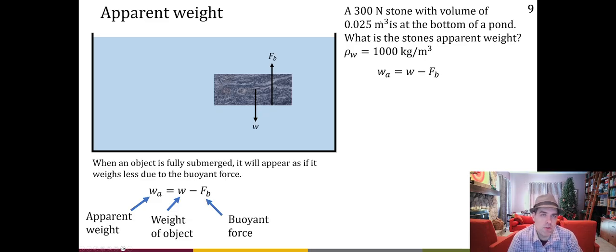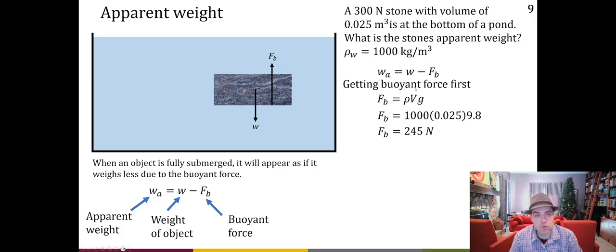So let's say I have a 300 newton stone with a volume of 0.025 meter cubed. It's at the bottom of a pond. What is the stone's apparent weight? Apparent weight is the weight of the object minus the buoyant force. Here the weight of the object is just 300 newtons. But now we have to use our buoyant force equation to calculate what the buoyant force is going to be. That's just rho Vg. Rho is the density of water, 1,000. V is the volume displaced. Well, I didn't tell you the volume displaced. I told you the volume of the stone. But because it's fully submerged, the volume displaced of water is the same as the volume of the stone. And then multiplied times g, which is 9.8. And we arrive at a buoyant force of 245 newtons.